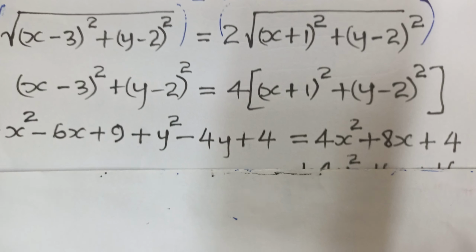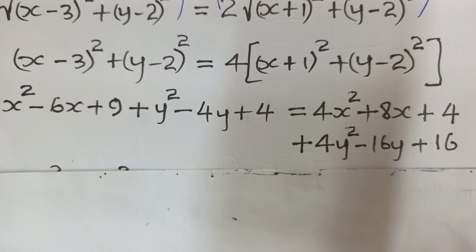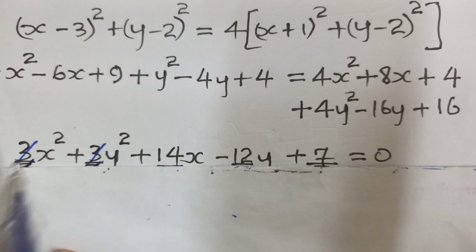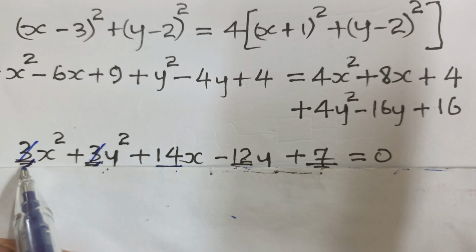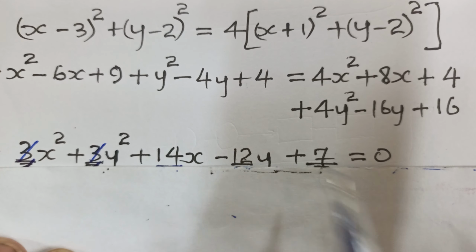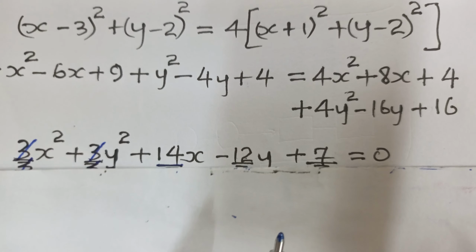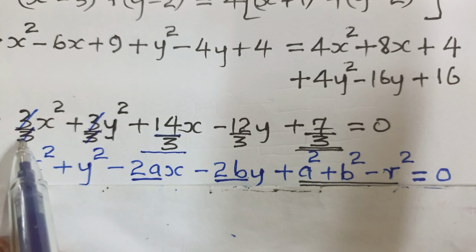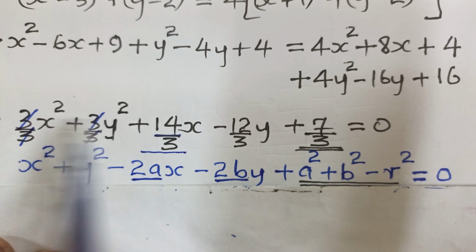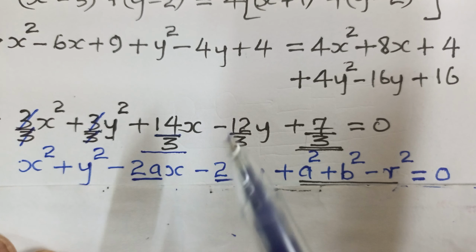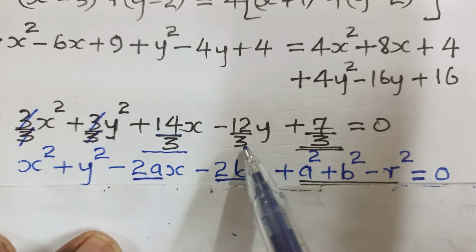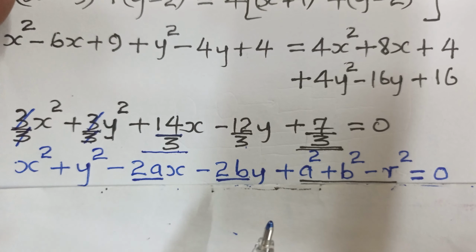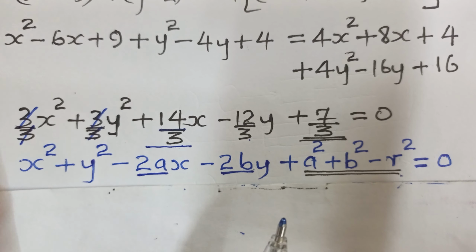Now we can go further and have this equation. Having this equation, we are going to divide by 3 so that we can get an equation similar to the equation of a circle. We divide by 3 because here we had 3 and 3. We divide by 3 there, and this by 3. As you can see now, we have the equation of a circle right here.